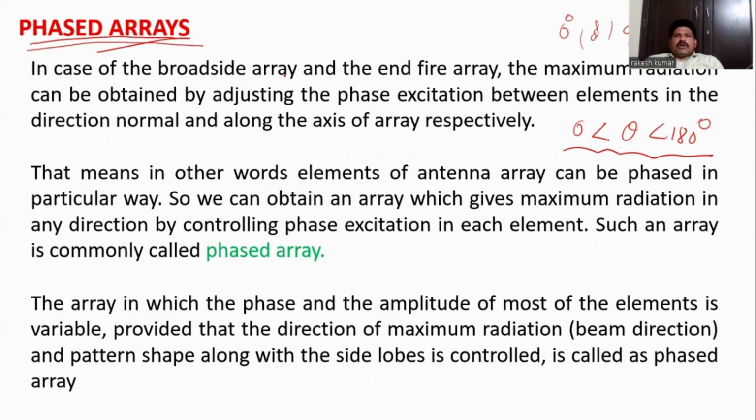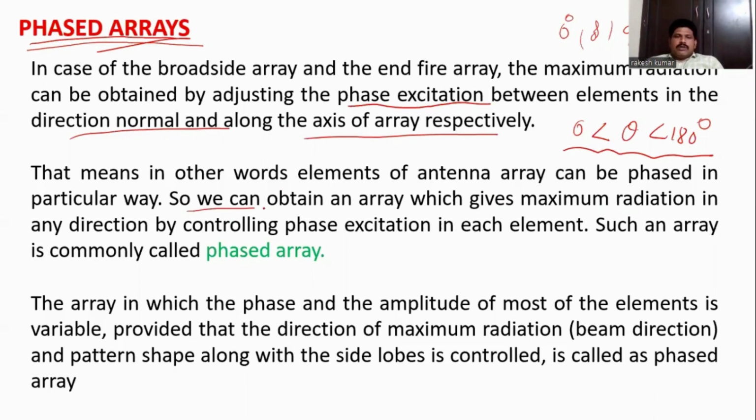In case of broadside array and endfire array, the maximum radiation can be obtained by adjusting the phase excitation between the elements in the direction normal and along the axis of the array. In other words, the elements of the antenna array can be phased in a particular way, so we can obtain an array which gives maximum radiation.